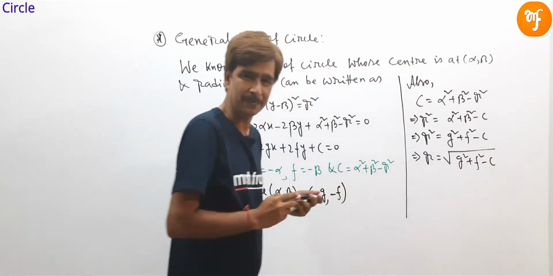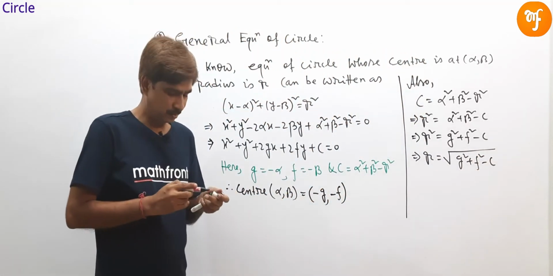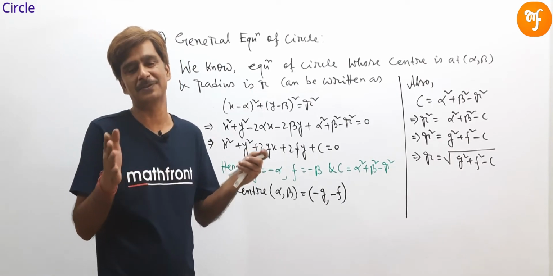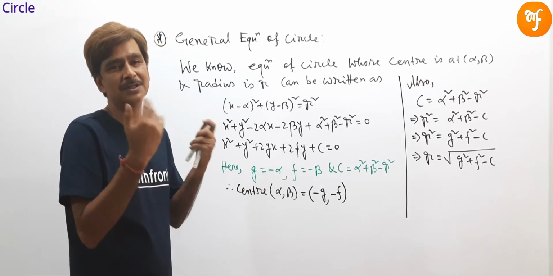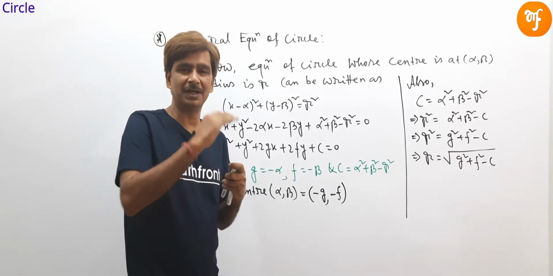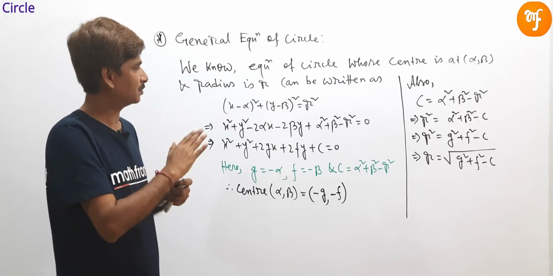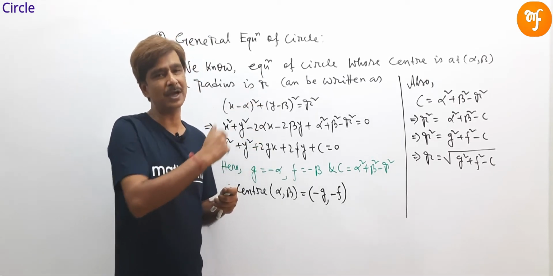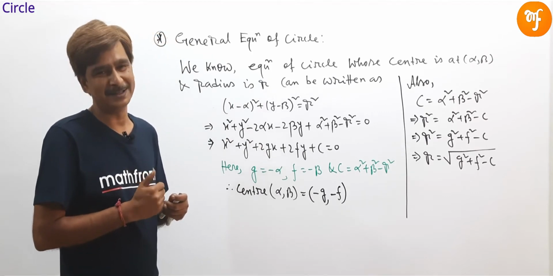Is it clear to you? So, what did we learn? We learned x square plus y square plus 2gx plus 2fy plus c is equal to 0 always represents the equation of a circle, and this is known as the general equation of the circle. The center of this circle is minus g comma minus f and the radius is the square root of g square plus f square minus c.